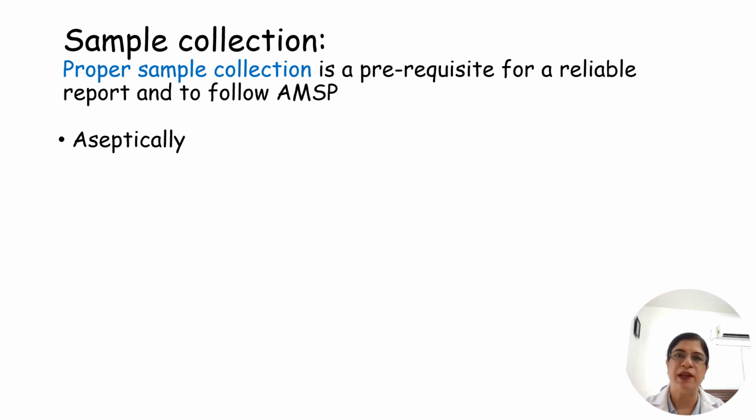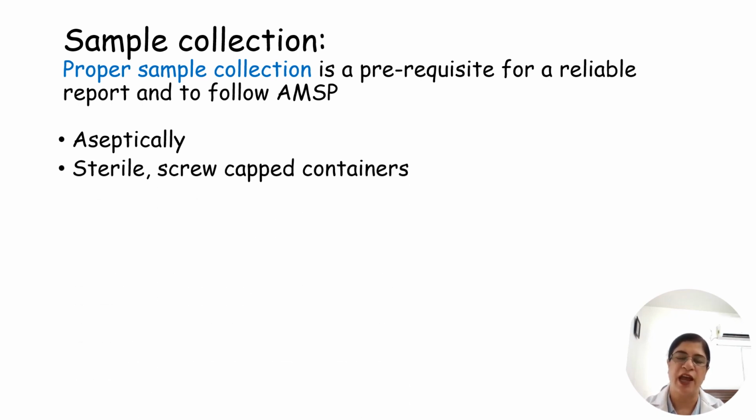So let's see what is important while collecting the sample. Samples should be collected aseptically in a sterile, screw cap, leak proof container. There should be no swelling of the container from outside. The sample should be in adequate volume. Usually the fungal isolate is present in a very low dilution in the blood or CSF, usually less than 1 colony forming unit per ml.